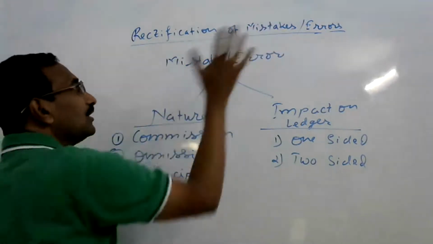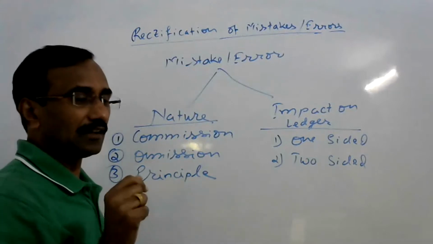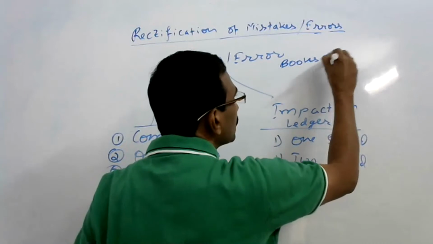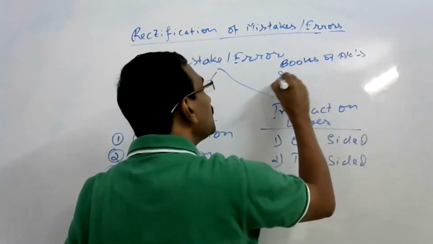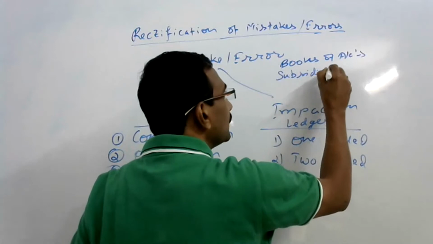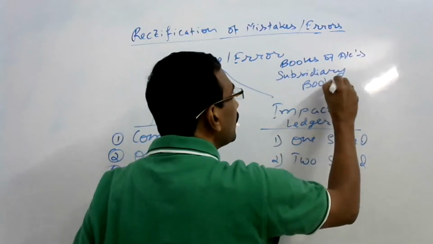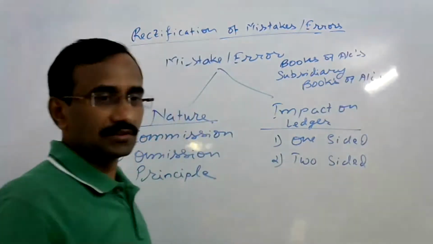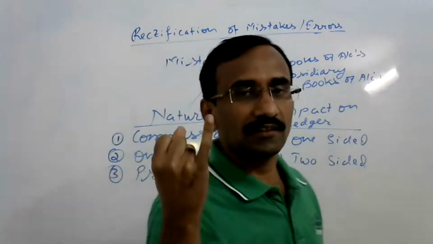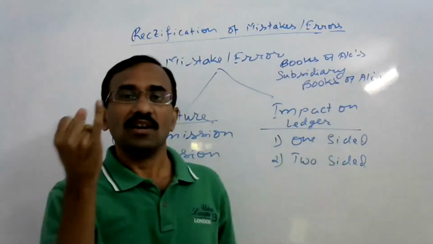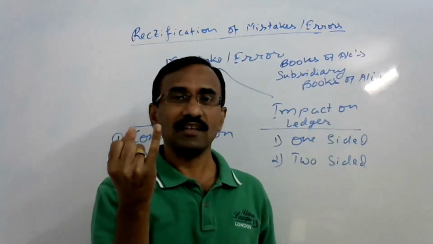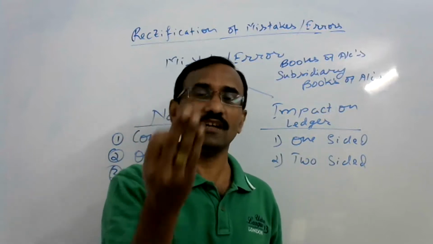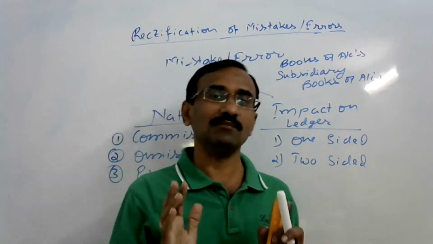Now, whenever we are talking about mistakes and errors, these are committed in main books of accounts as well as subsidiary books of accounts. Remember, I have already explained main books of accounts. Main books of accounts are the journal, the cash book, and the ledger. First is the journal, then the cash book, and then the ledger. These are generally considered as main books of account.